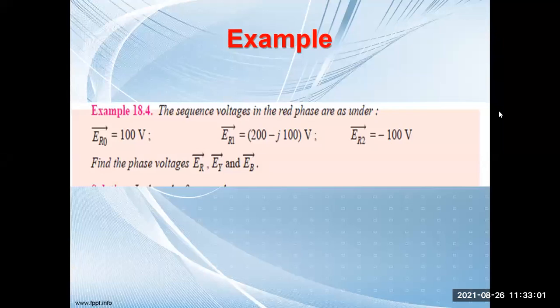Now, let us say the sequence voltages in the three phases are ER0, that is the zero sequence, ER1 the positive sequence and ER2 the negative sequence voltage. Find the phase voltages ER, EY and EB. In this case, zero sequence, positive sequence and negative sequence voltages are given. You are supposed to calculate the phase voltages, that is the red phase, Y phase and blue phase.